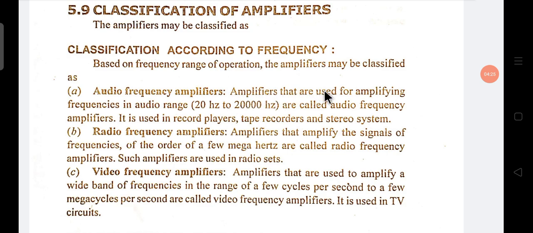So what is an audio frequency amplifier? An amplifier that is used for amplifying frequency in the audio range. The audio range is 20 hertz to 20 kilohertz, or 20000 hertz. Remember, the audio frequency range is 20 hertz to 20 kilohertz. That means the amplifier which is operated in the frequency range of 20 hertz to 20 kilohertz is called an audio frequency amplifier.